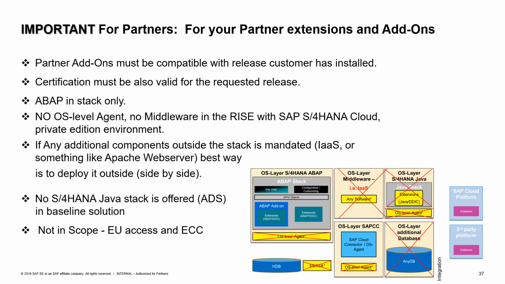ABAP in-stack only is permitted. So no OS level agent, no middleware in the RISE with SAP S/4HANA Cloud Private Edition environment is permitted. If any additional components outside the stack are mandated, the best way to deploy is outside in a side-by-side environment. Okay? So no S/4HANA Java Stack is offered in the baseline solution, and also not in scope are EUA access and ECC. So again, tuck this slide away. It's important if you do have a partner add-on, extension, or package.